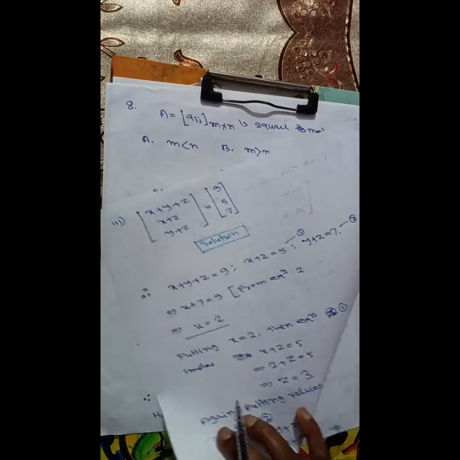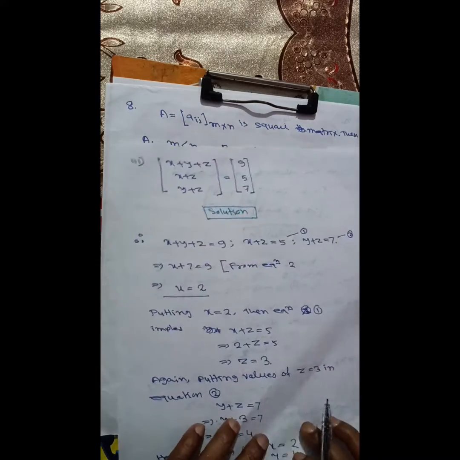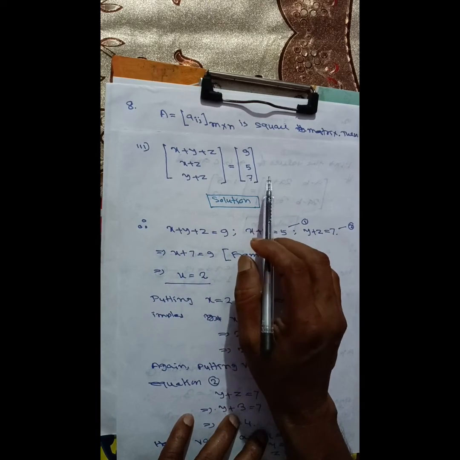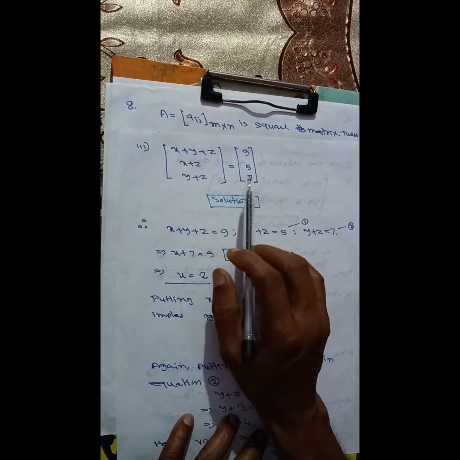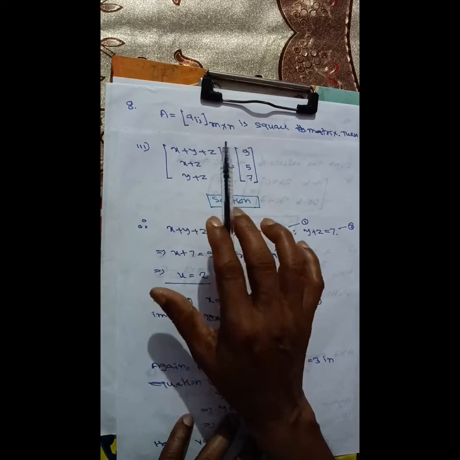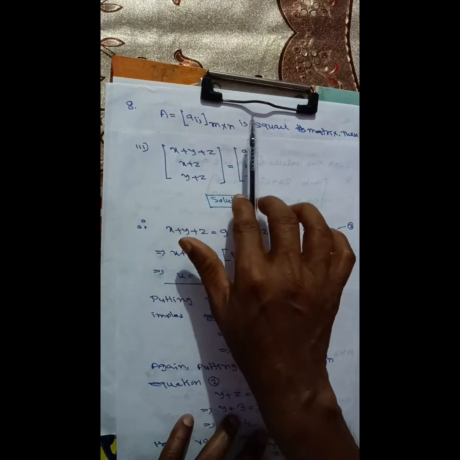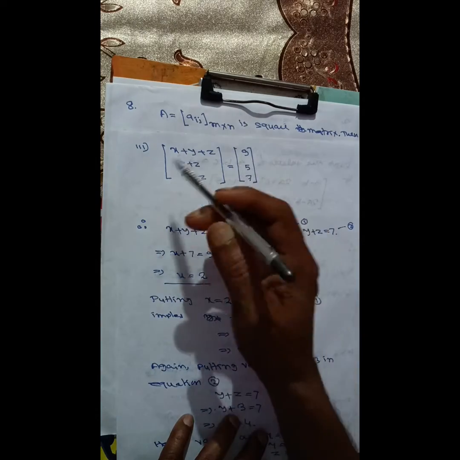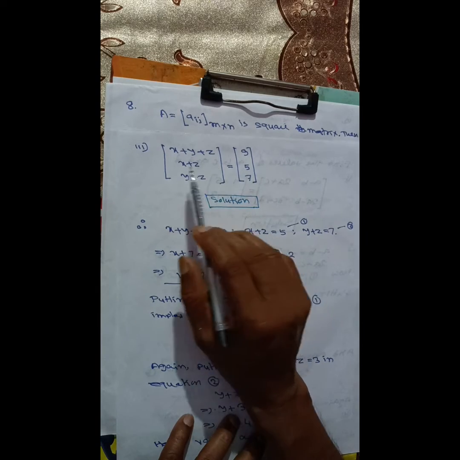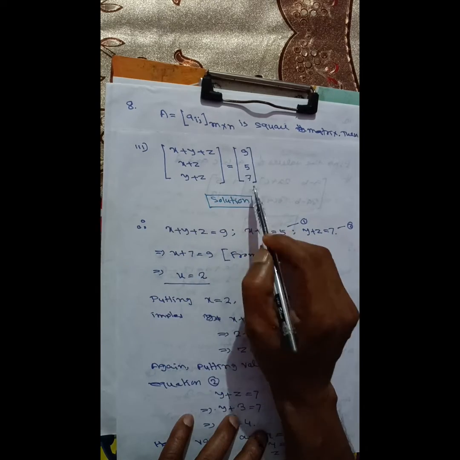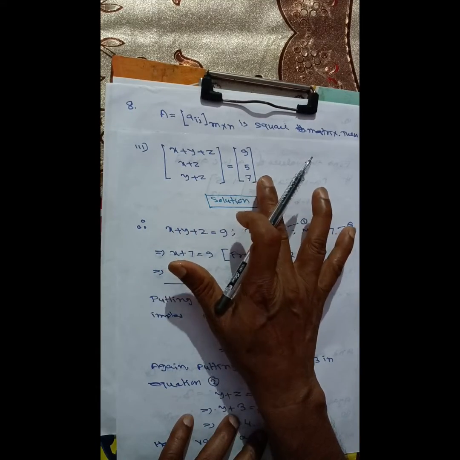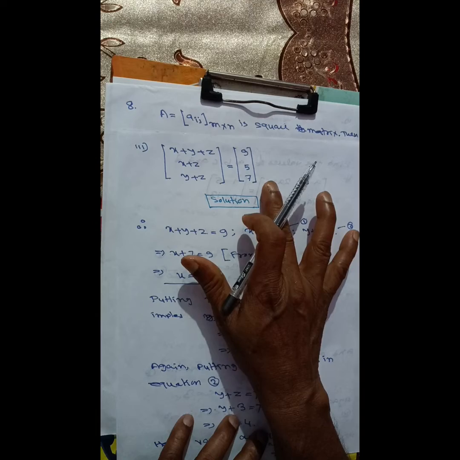Now we are going to the next problem, number 3, a similar type of problem. Two matrices are given, both are equal and both are column matrices. That means here is 1 column, here is 1 column. Both are rectangular matrices of order 3 into 1, here also 3 into 1. Since two matrices are equal, corresponding elements should be equal.